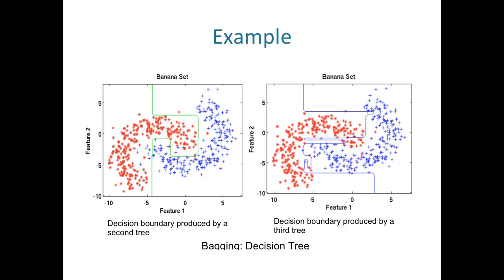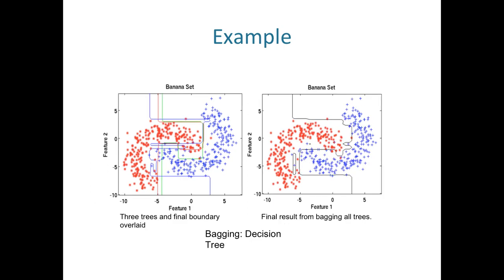Again, remember that each of those trees is trained on a different data set created from the original data set. If we've done sampling with replacement, they are going to be slightly different, so the trees that you get are going to be slightly different. And so we can repeat this process as many times as we want. In this case, we have repeated it just 3 times.